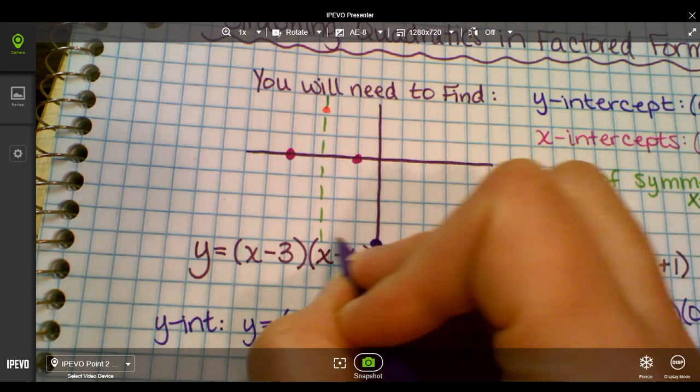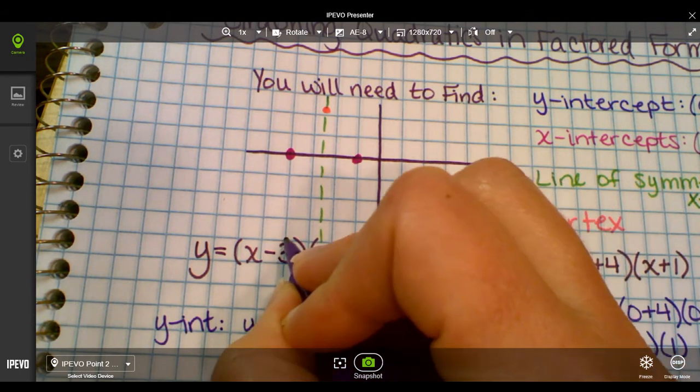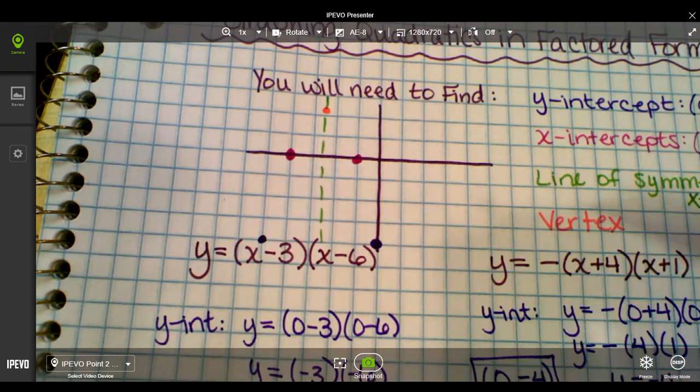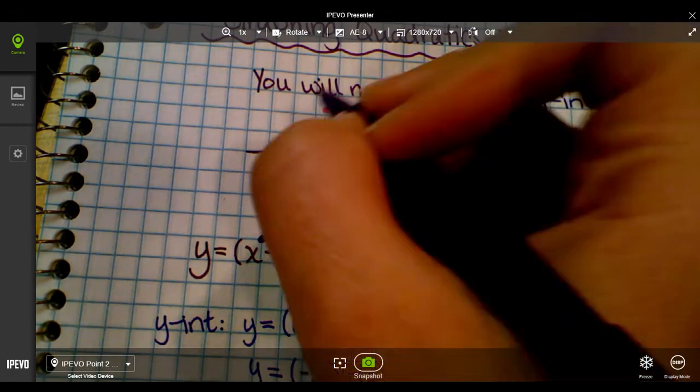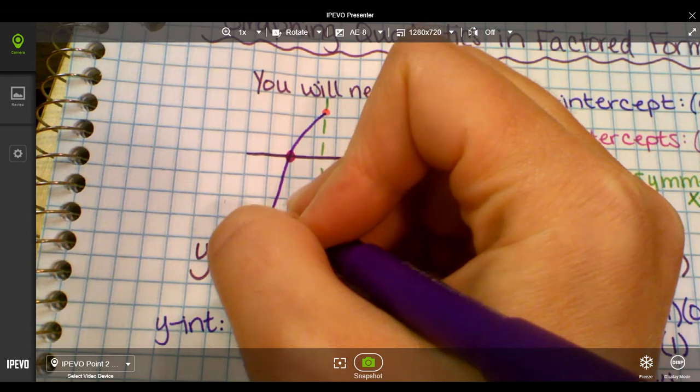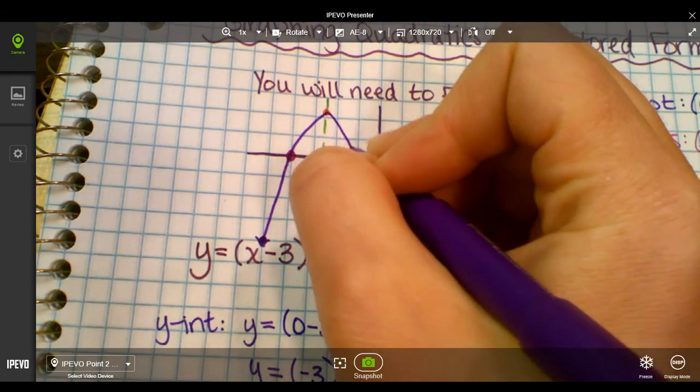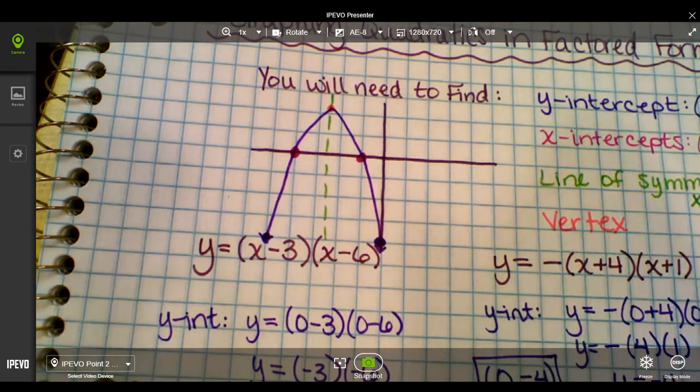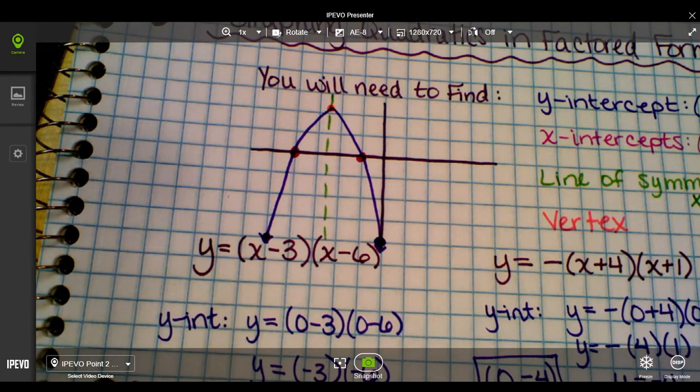It's 2.5 away from my line of symmetry. So I'm going to go 2.5 away from my line of symmetry over here. And now you should see my nice curvy parabola. It's running into my other problem a little bit, but that's okay. So you should have a nice graph like this.